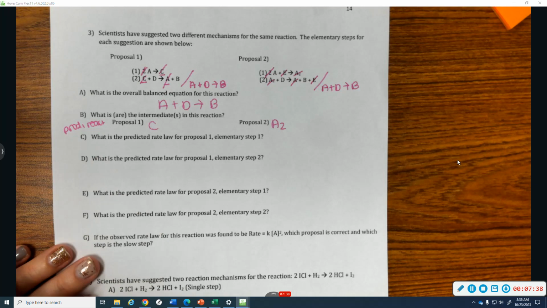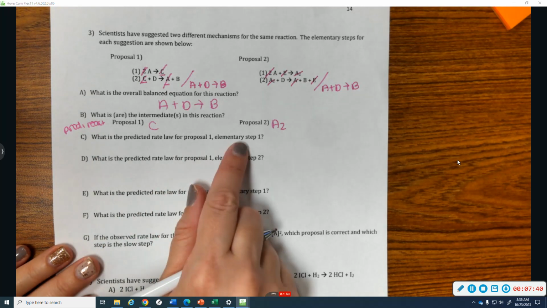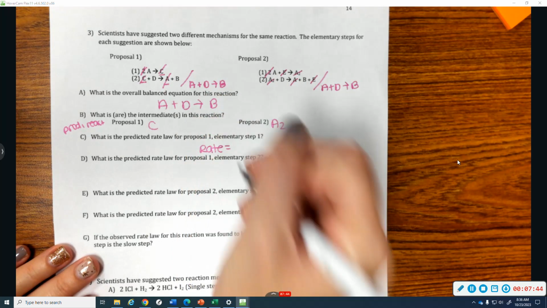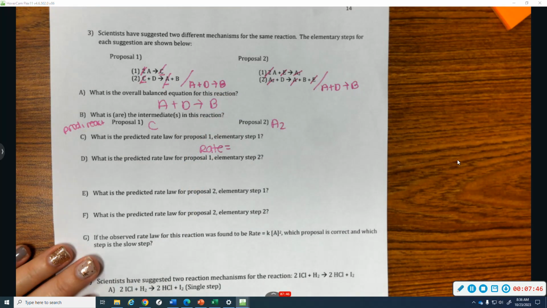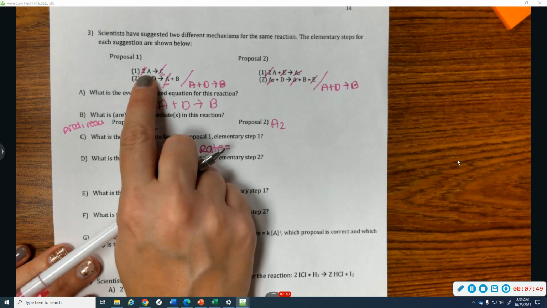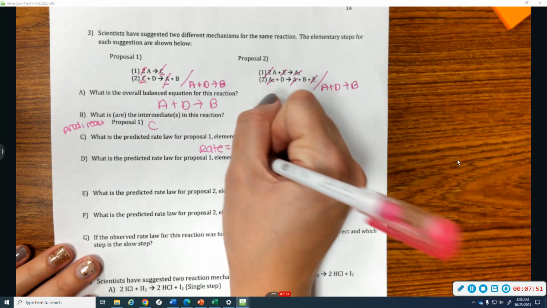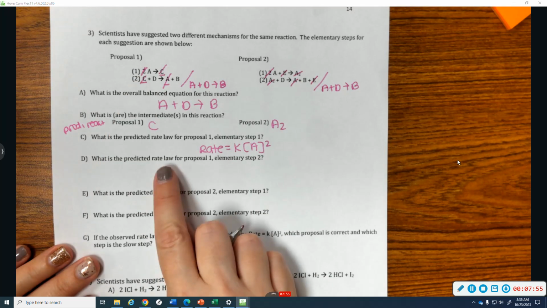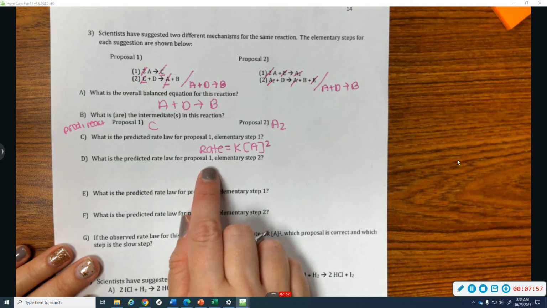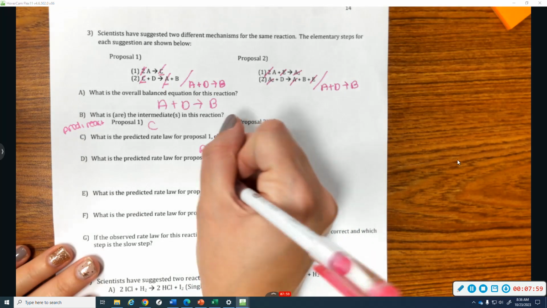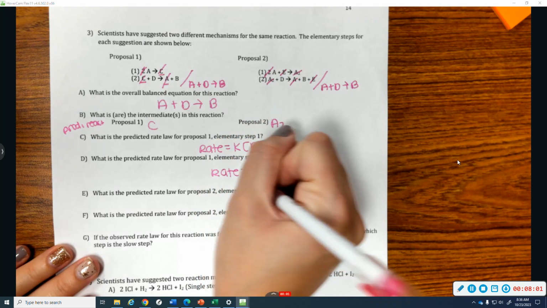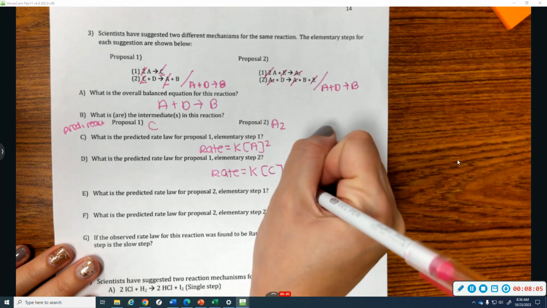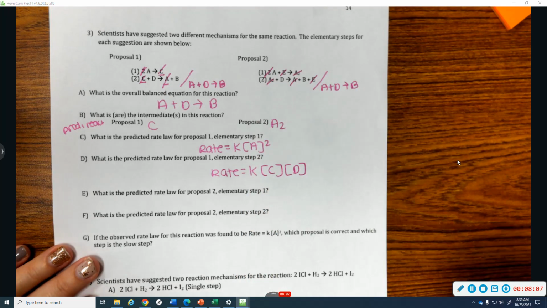So C, what's the predicted rate law for proposal 1? Step 1. So rate equals, and again, if you're asked for the rate law for a step, it's just based on that step's stoichiometry. So K A squared. I square it because there are 2 A's. What's the predicted rate law for proposal 1? Elementary step 2. Rate equals, step 2 is C and D. So K times C times D.